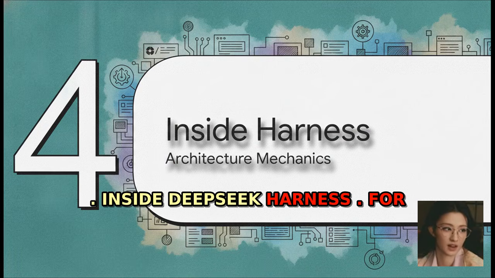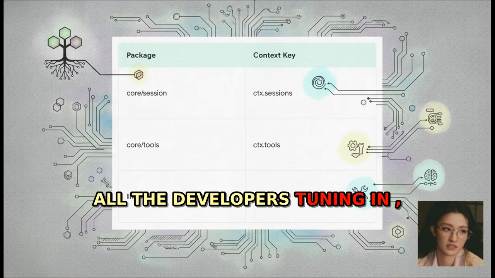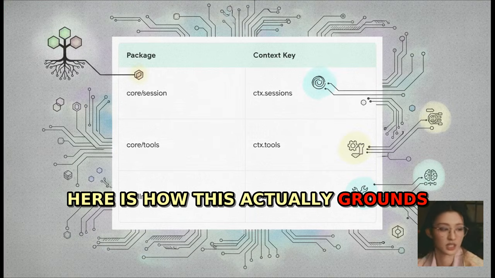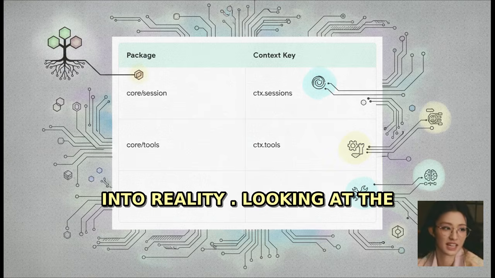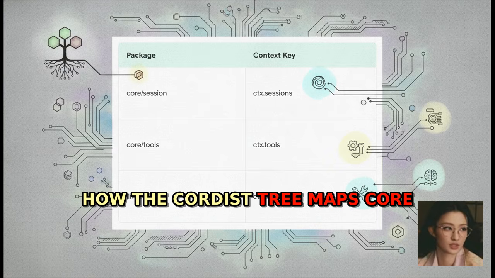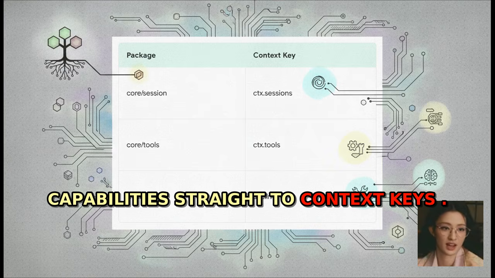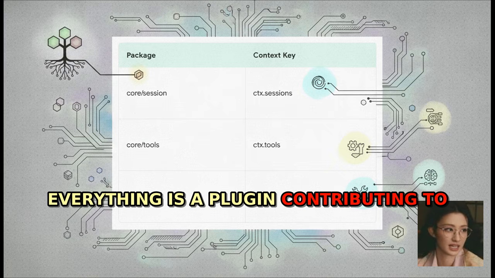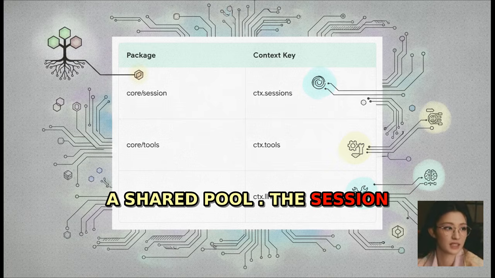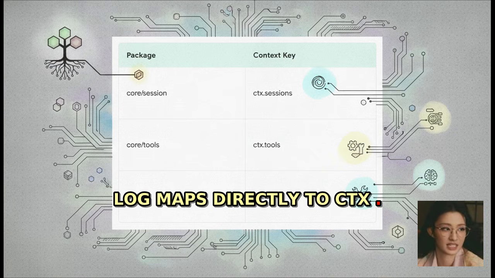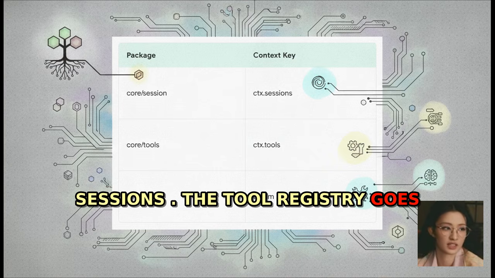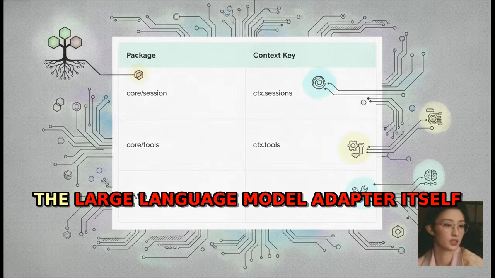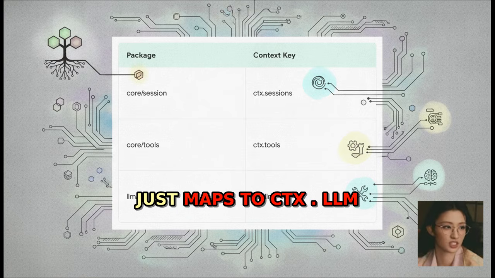Section 4. Inside DeepSeek Harness. For all the developers tuning in, here is how this actually grounds into reality. Looking at the code structure, you can see how the Cortis tree maps core capabilities straight to context keys. Everything is a plugin, contributing to a shared pool. The session log maps directly to ctx.sessions. The tool registry goes to ctx.tools. Even the large language model adapter itself just maps to ctx.llm.